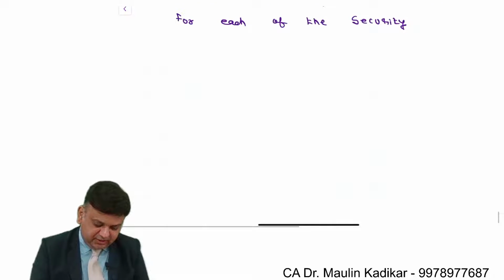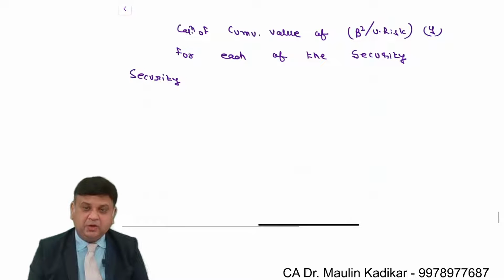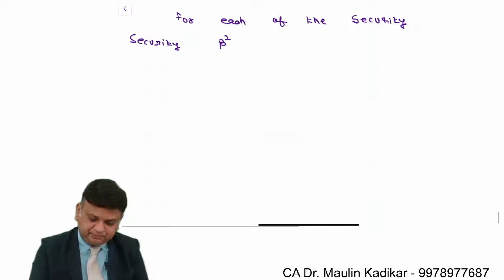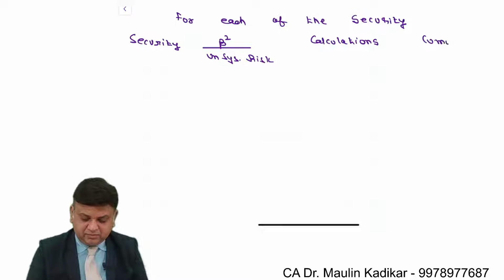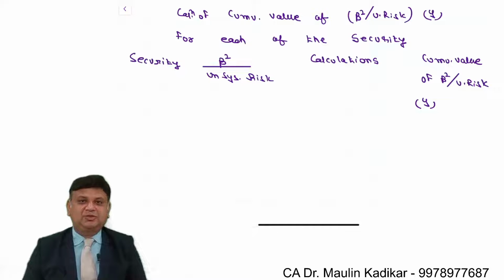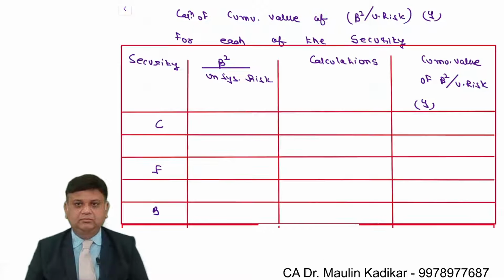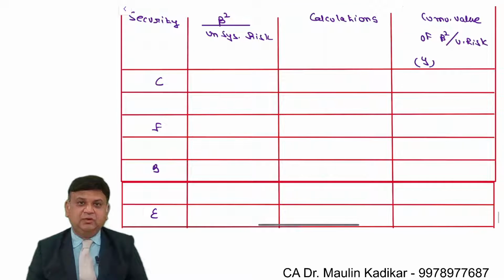So we'll work out the answer in this way. Column number 1 will be security. Column number 2 will be beta square divided by unsystematic risk. That is our second column. In its next column we will show calculations, and in the last column we will show the cumulative value of beta square divided by unsystematic risk. We will assign y variable to it. That is the way we are required to make the calculation of answer. Try to make calculation of the answer on your own, then I will do answer for you. Let us see how to make the calculation.